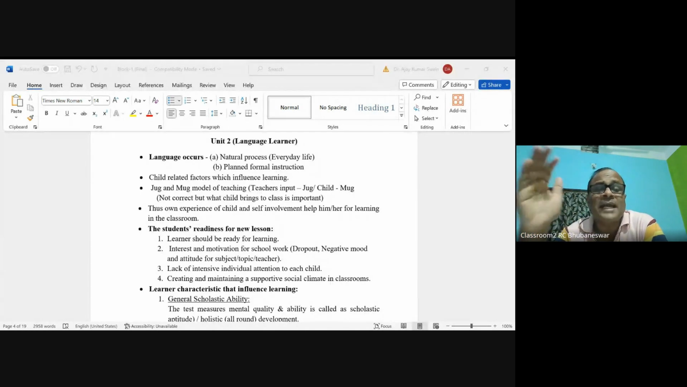So, the own experience of the child and self-involvement help the child for learning in the classroom. So, always the teacher should be a facilitator to remain engaging, to make the child engaged, to think, to share, to feel, and that learning will be real life experienced learning, and that will remain forever in the mind of the child.